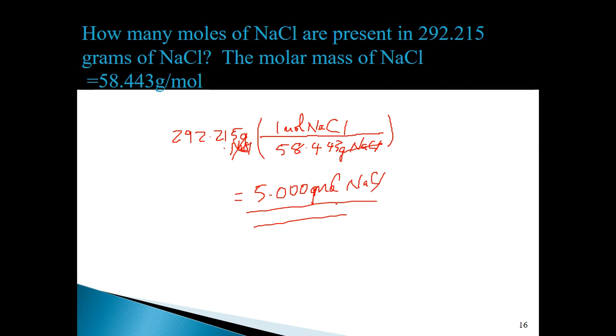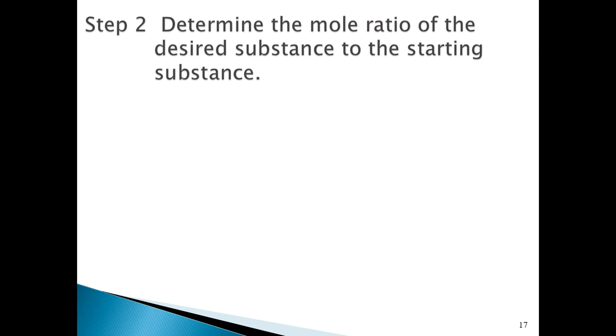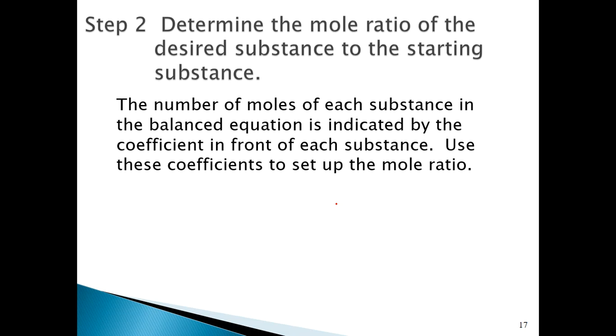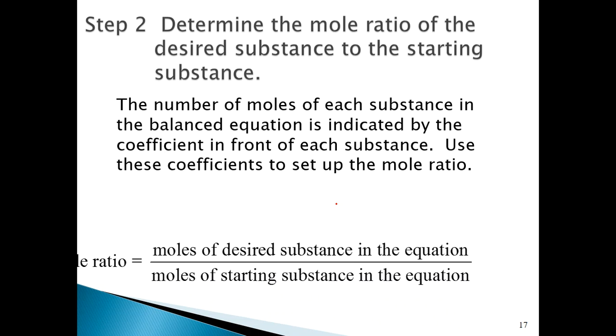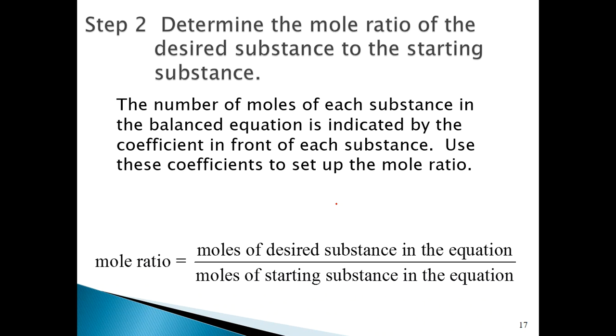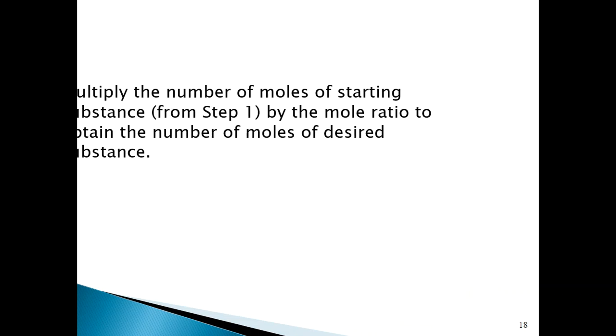All right, so we all know how to do that. That's basically how we determine the moles if you're given a mass. Step 2 in this process is that we determine the mole ratio of the required or desired substance to the starting substance. That is based on the coefficients in the balanced equation, right? The number of moles of each substance in the balanced equation is indicated by the coefficient. We use these coefficients to set up the mole ratio. Therefore, the mole ratio would be the moles of the desired substance in the balanced equation divided by the moles of the starting substance in the balanced equation. That's basically what we do in step 2.